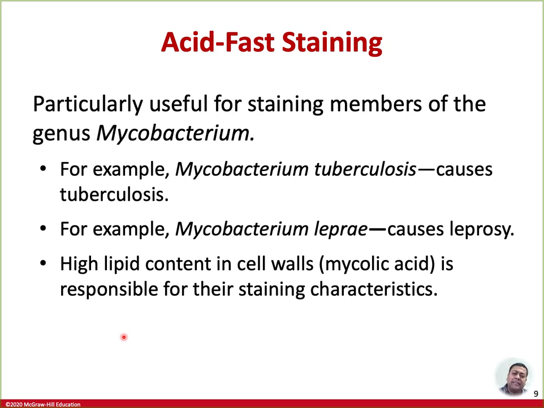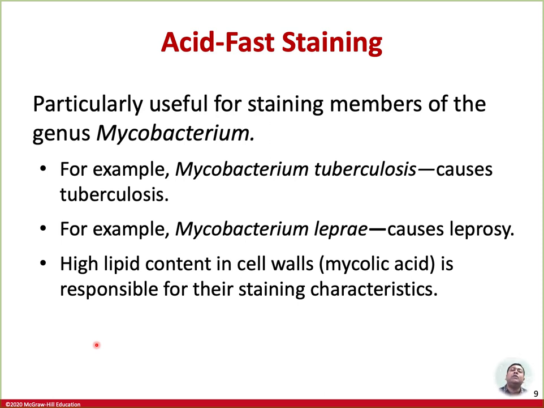After staining, we wash the cells, which are now colored by the carbol fuchsin, a raspberry red in color, with the acid alcohol. The acid-fast cells, which are the Mycobacterium genus, will keep the stain and will not be decolorized. If there are any other types of bacteria which don't have any mycolic acid in their cell wall, the dye will wash off with the acid alcohol decolorizer.